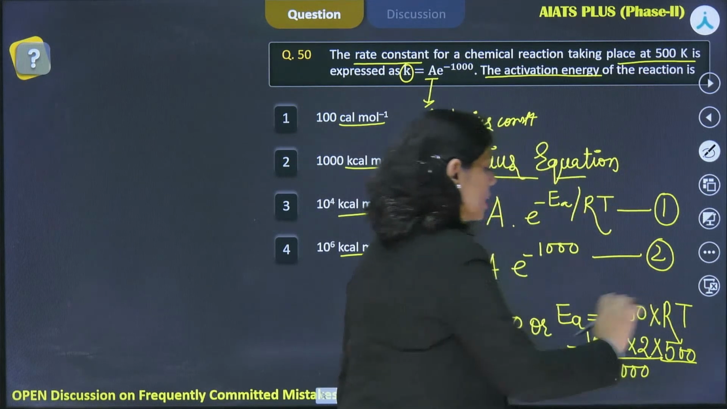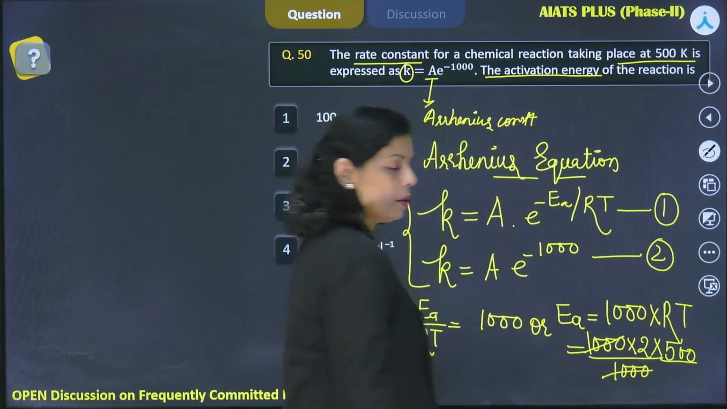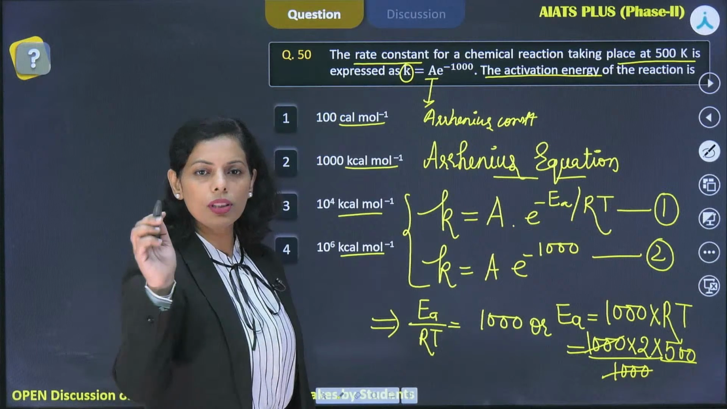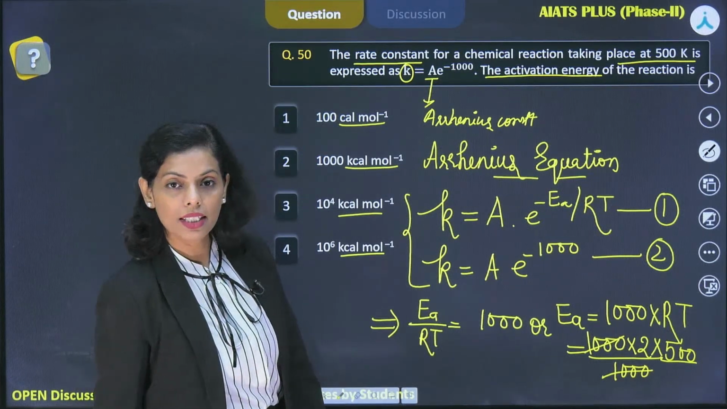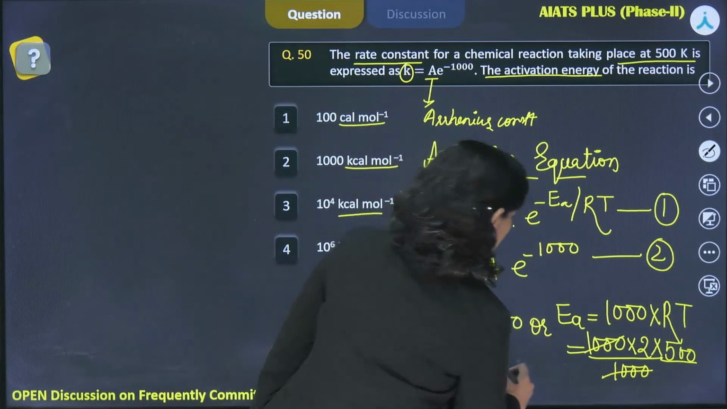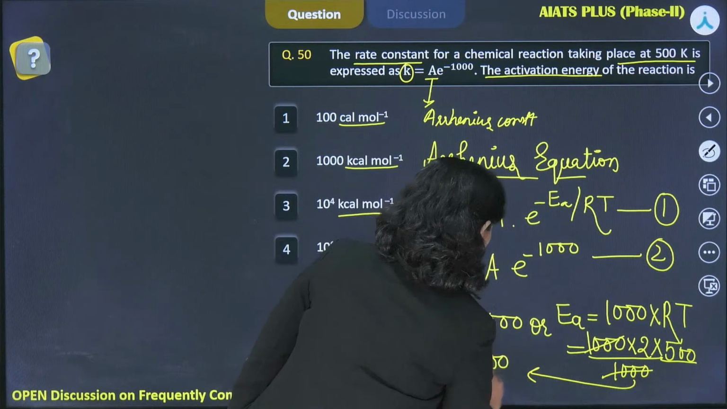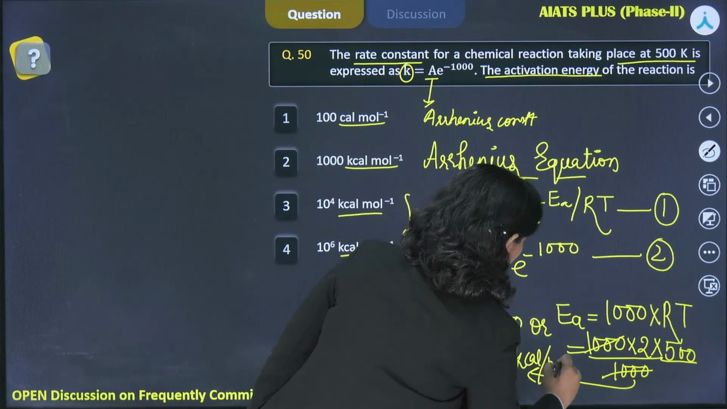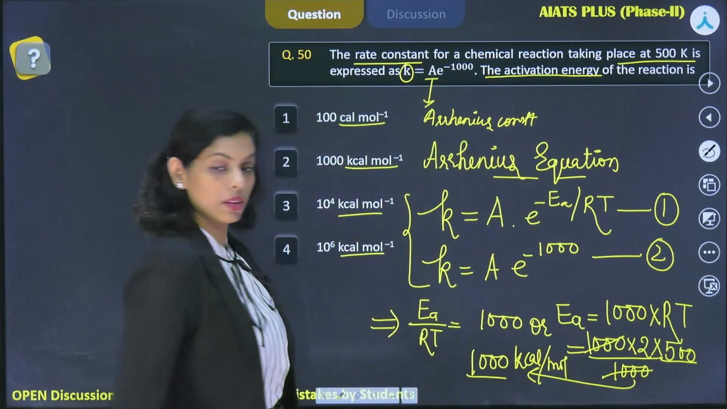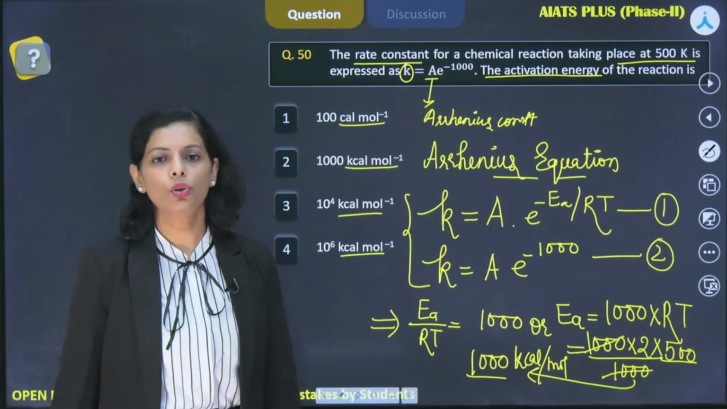500. So, all the values I've just kept here. Just see what happens. This 1000 will cancel this way. So, you wrote there 10 raised to the power 4. Instead, it should be 10 raised to the power 3. Isn't it? So, what would this value be? I'm writing here. This would be 1000 kilocalorie per mole. Right?